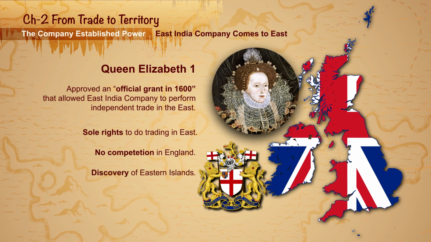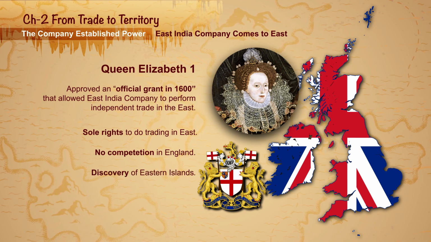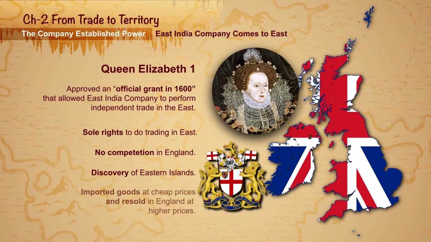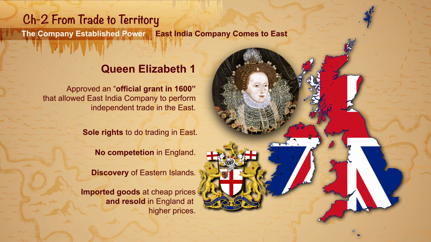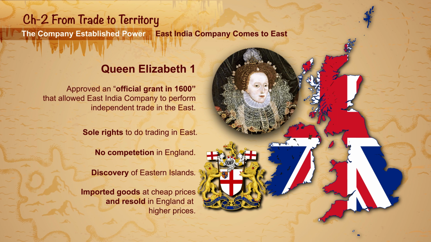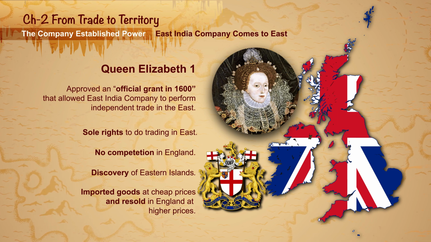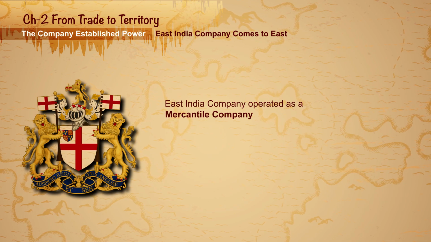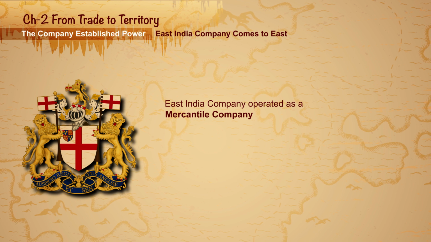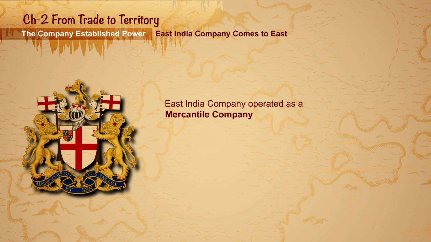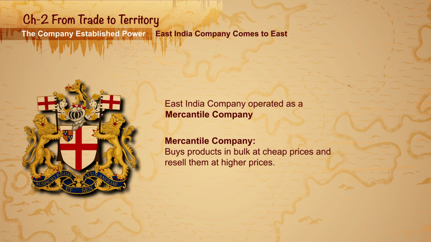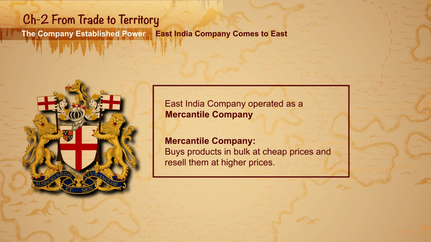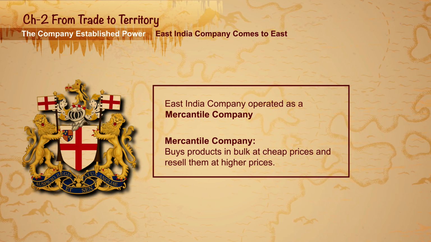With this approval, the company started exploring new islands in the Eastern world to buy goods at cheaper prices and sell them back in England at higher prices. This is how the company was making profits. Such companies were called mercantile, which means that an enterprise makes profit primarily through trade of buying goods at cheap price and reselling them at higher prices.